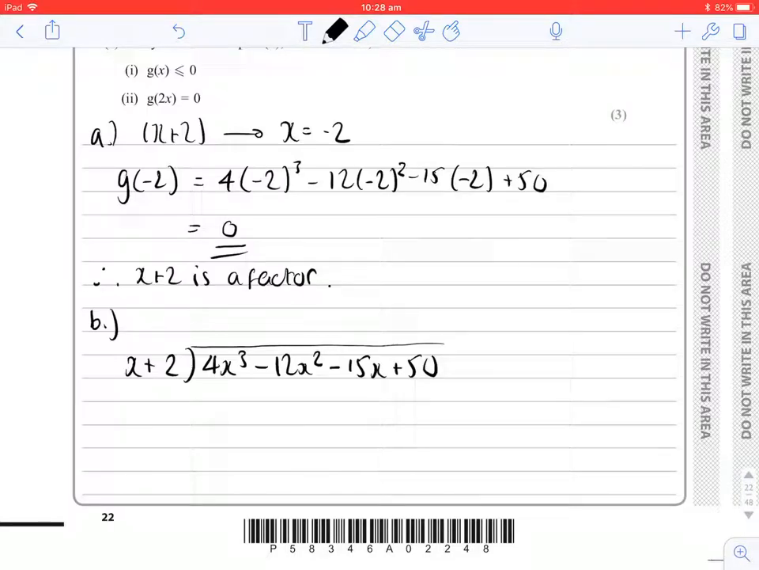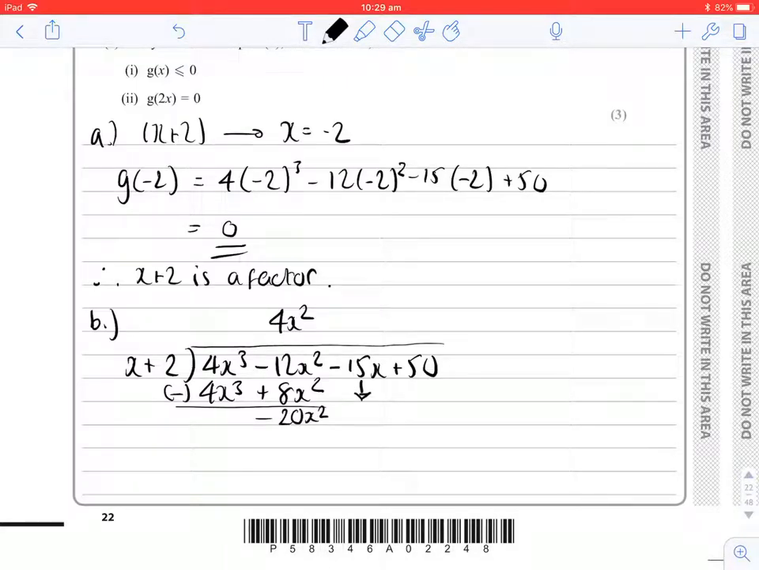So the first stage is we look for the highest power of x inside, so 4x cubed, and we divide that by the x. 4x cubed divided by x is going to give us 4x squared. We then multiply the 4x squared by the x, gives us 4x cubed. Multiply the 4x squared by the positive 2, and we get plus 8x squared, and that gets subtracted. So 4x cubed minus 4x cubed is 0. Minus 12x squared minus plus 8x squared will give us minus 20x squared.